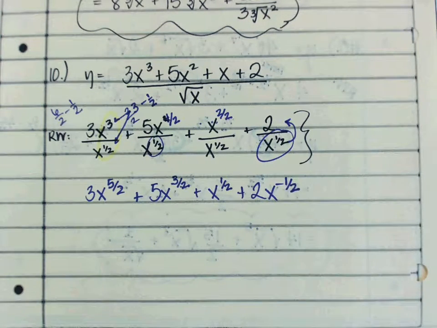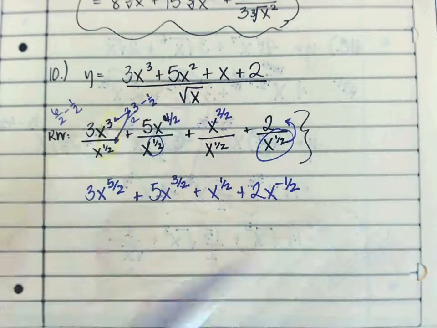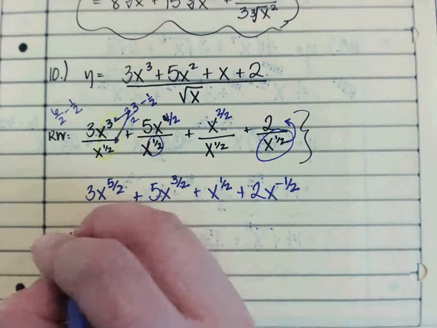Now, keep in mind, have you taken the derivative yet? No. All you did was rewrite it so that now we can take the derivative. So this is exactly the same as this. It's just written differently. Now that we're taking the derivative, we're going to label it y prime.